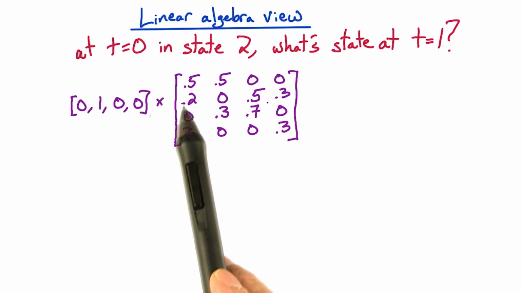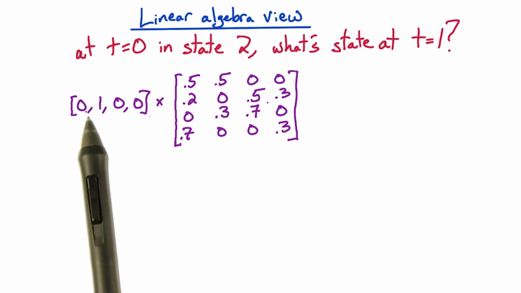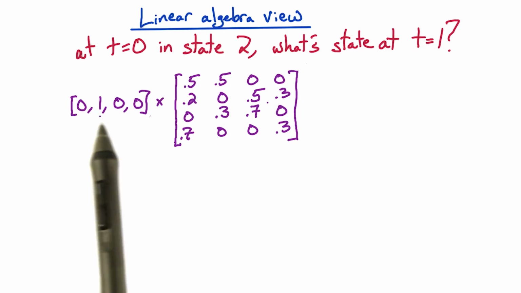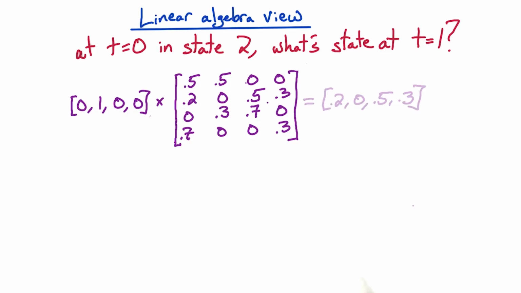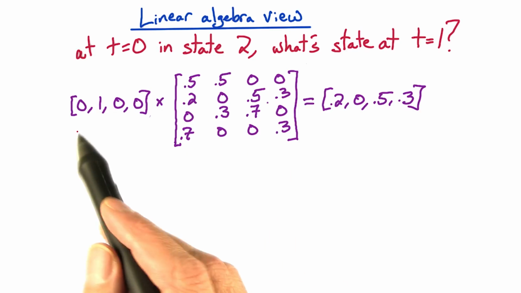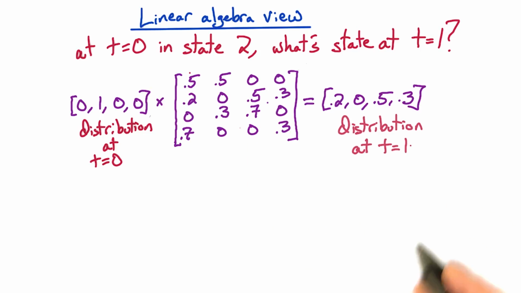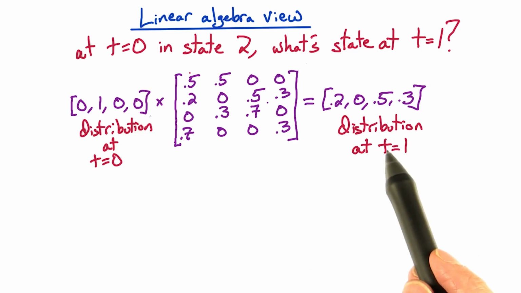Now what's another way to get row 2? Well, I can take this vector, which has a 1 in entry 2 and zeros everywhere else, and I can multiply this row vector by this matrix. And then what do I get? I get row 2 of this matrix. So this is my distribution at time 0, and I multiply that by the transition matrix, and I get the distribution at time t equals 1.